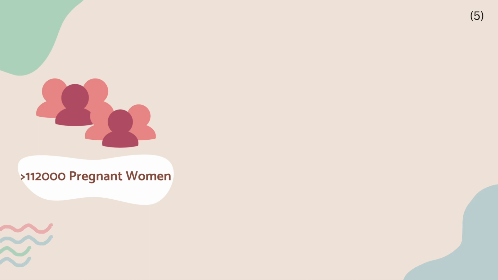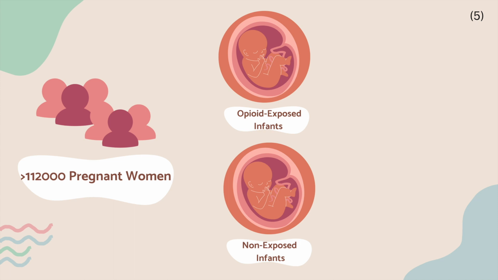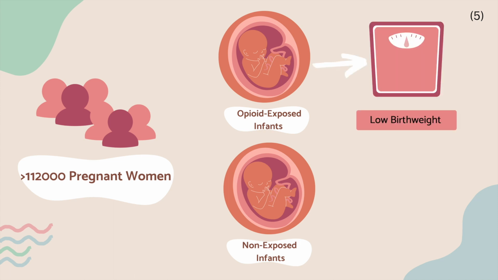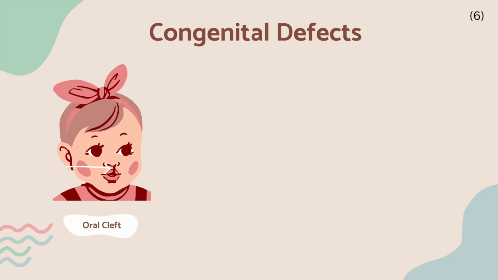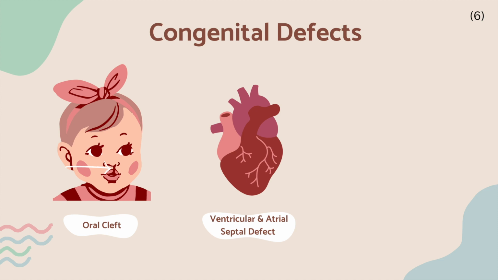A study done with over 112,000 pregnant women found that opioid-exposed infants were more likely than unexposed infants to be born at a low birth weight. Other studies have found a link between maternal opioid use and congenital defects, with oral clefts, ventricular and atrial septal defects, otherwise known as holes in the walls of the heart, and clubfoot, which is a condition describing foot abnormalities that cause it to be twisted out of position, as the most common ones.